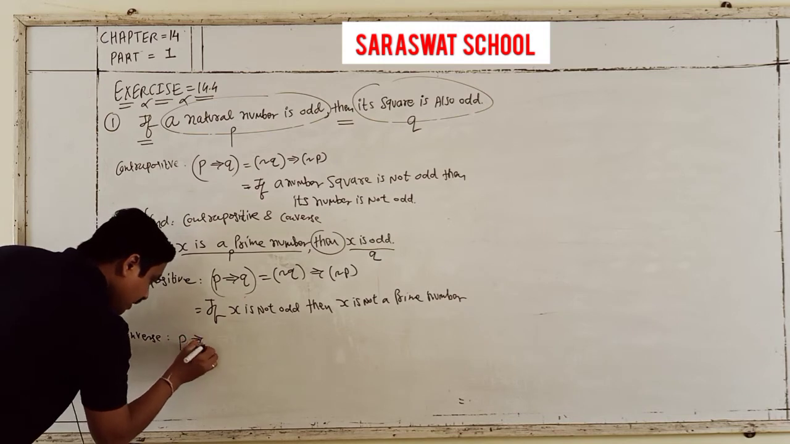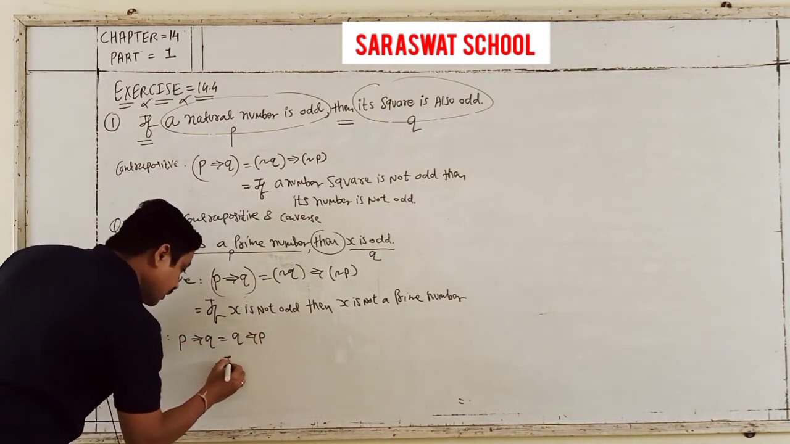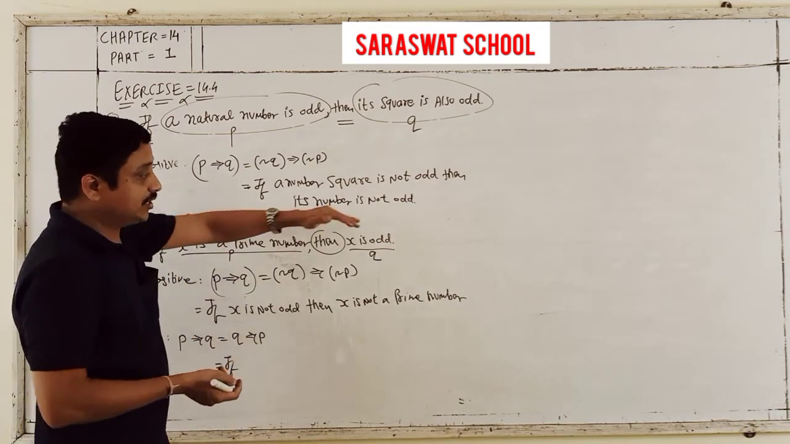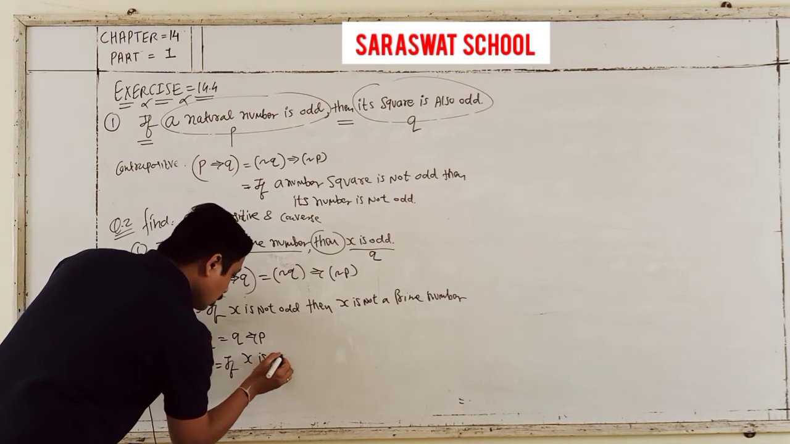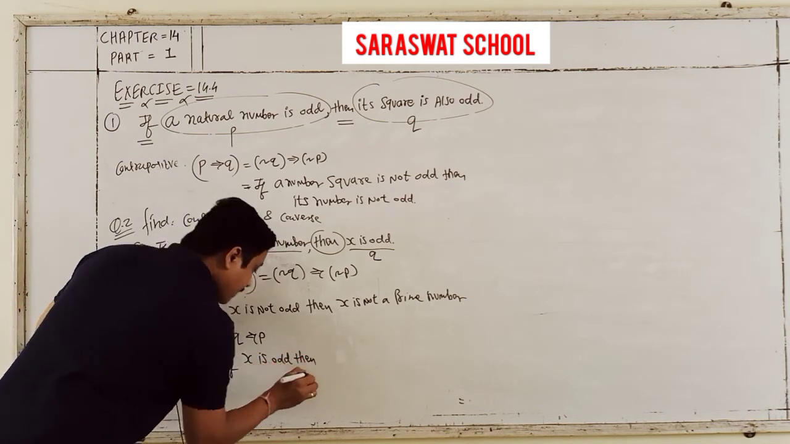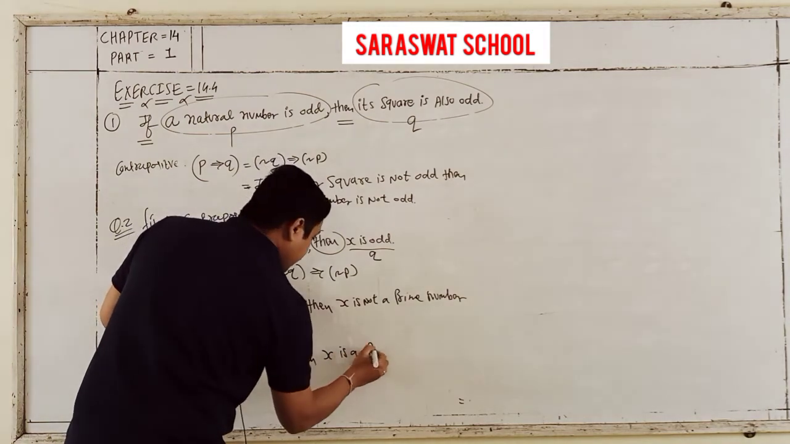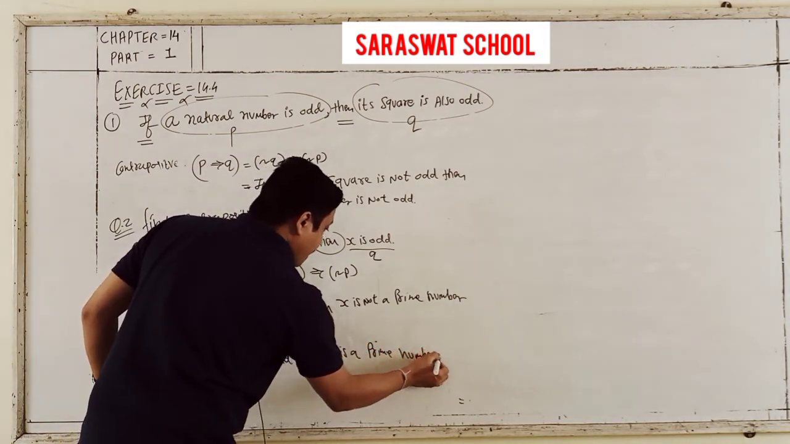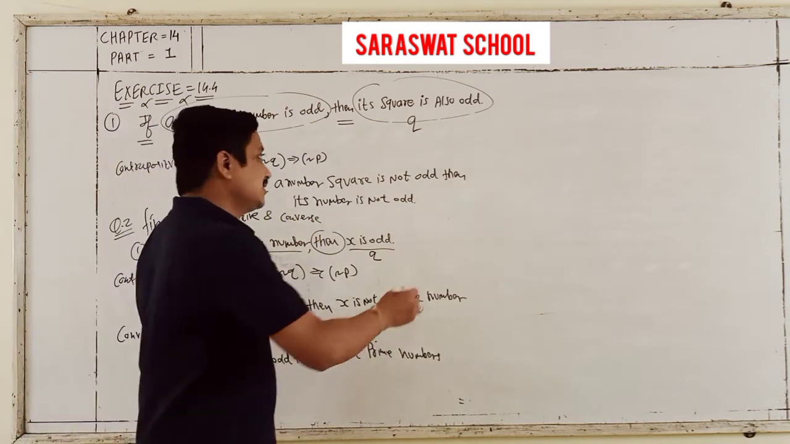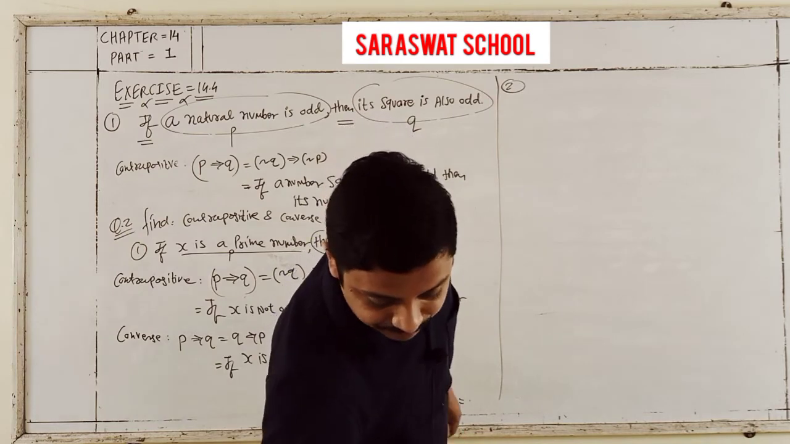P implies Q, the converse is Q implies P. I will write down: if X is odd, then X is a prime number. That's the answer. Now secondly, question second, also the same way.